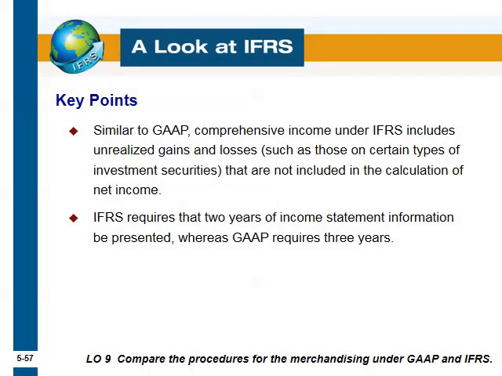And similar to GAAP, comprehensive income includes what they call unrealized gains and losses. That's what they do when they write up or write down their assets to fair value. And another difference is IFRS requires 2 years of income statement be presented in the annual report, where GAAP requires 3.